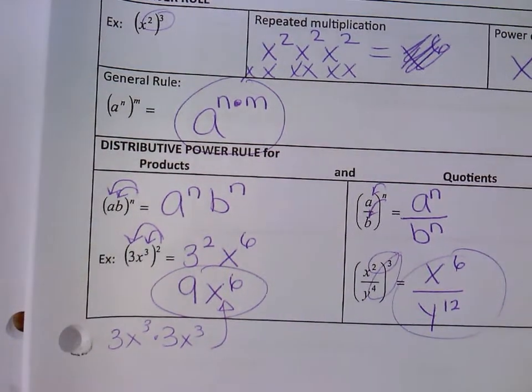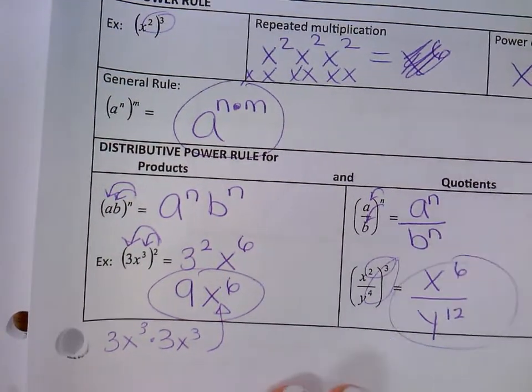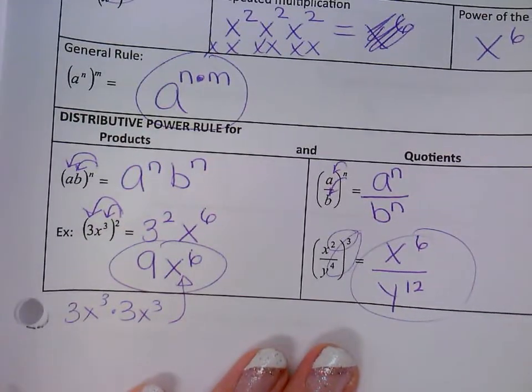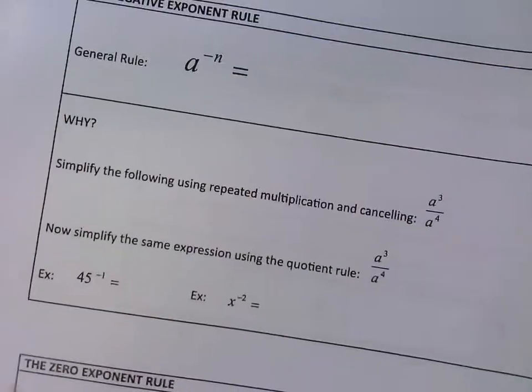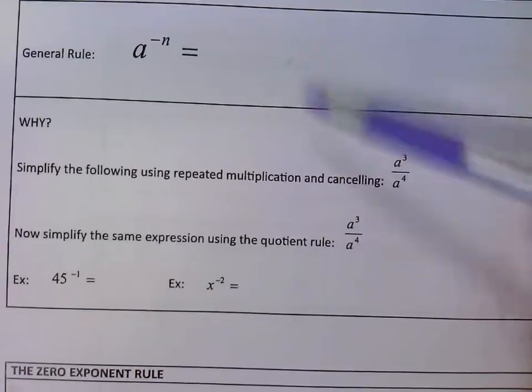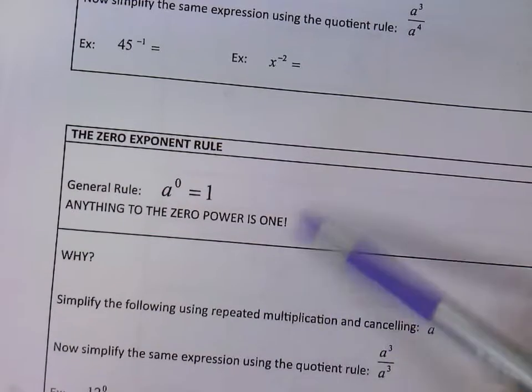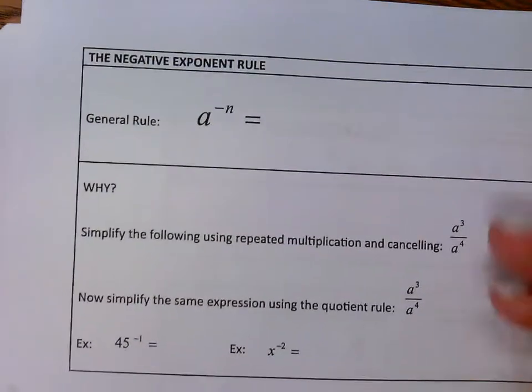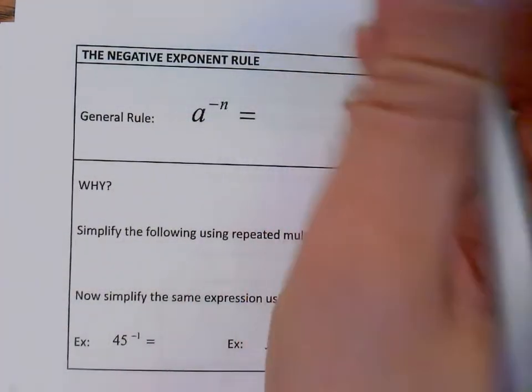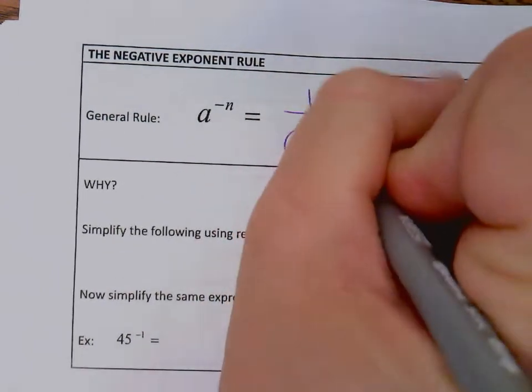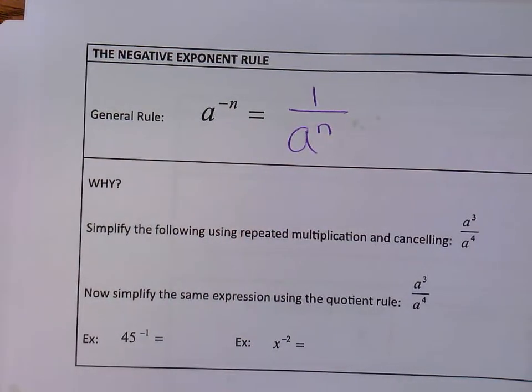So you've got those 4 rules. And then on the back page, it's going to review for you the negative exponent rule, which we kind of talked about yesterday, and the 0 exponent rule. So when we were graphing them yesterday, we kind of already talked about this. But basically, if you have a negative exponent, it takes the reciprocal of what you have.